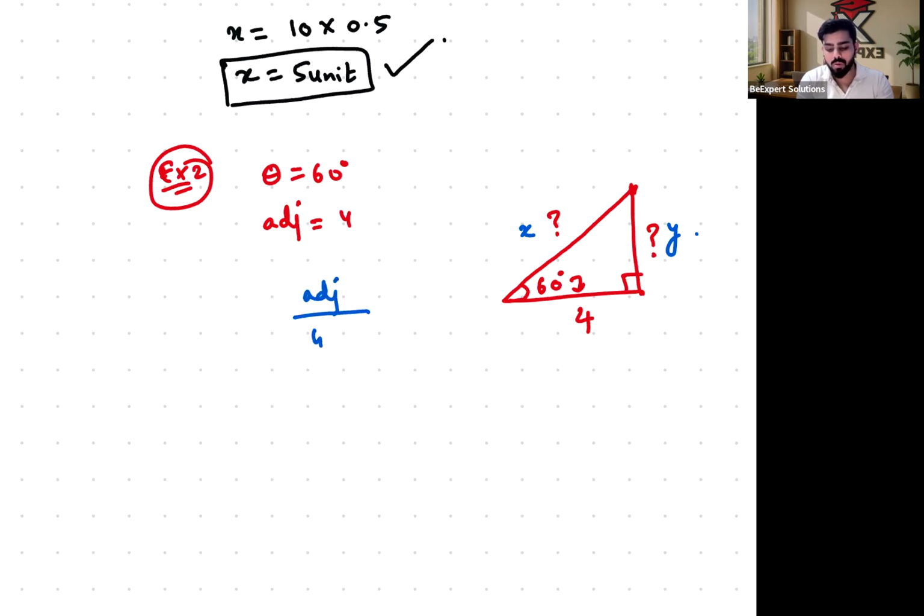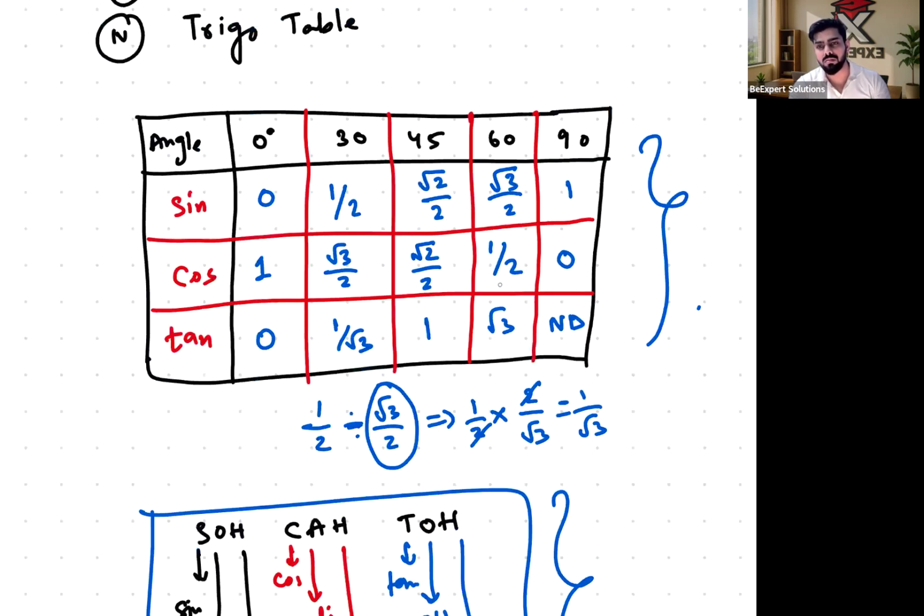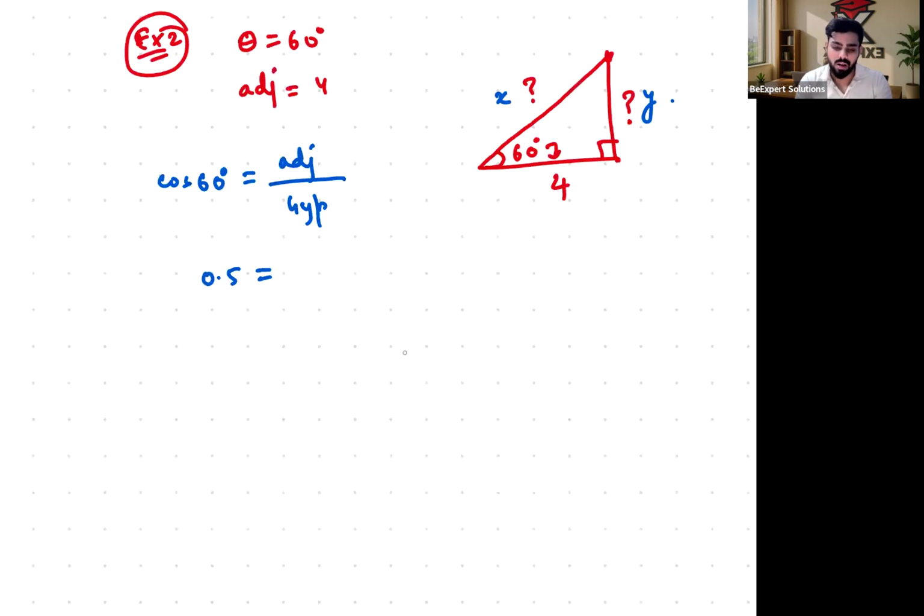Basically cosine. Cosine 60 degree is basically this, right? So cosine 60 has a value of 0.5, which is 1 by 2, as I told you in the trigonometric table. If you just check over here, cos 60 degree is 1 by 2. You can check it out, that's your choice. Then adjacent is what given to you? 4. Hypotenuse is not given, x.